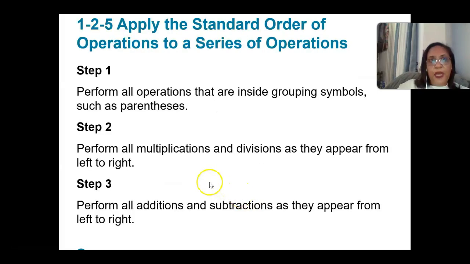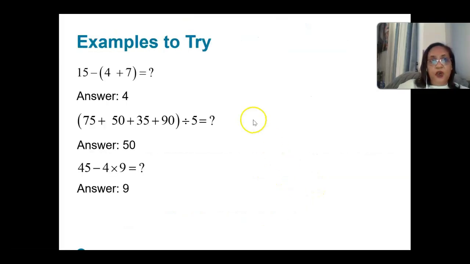So, all right, applying the standard order of operations to a series of operations. Perform all operations that are inside grouping symbols, such as parentheses. There are more than just parentheses. Perform all multiplications and divisions as they appear from left to right. Be careful about that. The same thing goes for addition. So examples to try, right? We want to do parentheses first, and then we do 15 minus what's in the parentheses. That's how we get 4. You can pause the video and try.